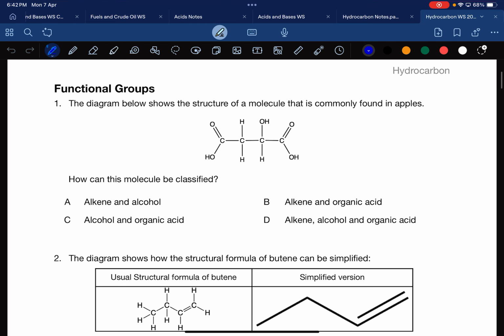Okay, the diagram shows the structure of a molecule commonly found in apples. How can this be classified? Roddy, what's your answer? C? Or D? Anyone else choose D? No, I would say C. Good.